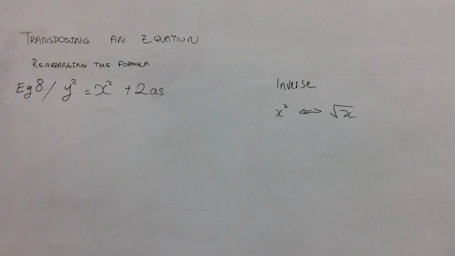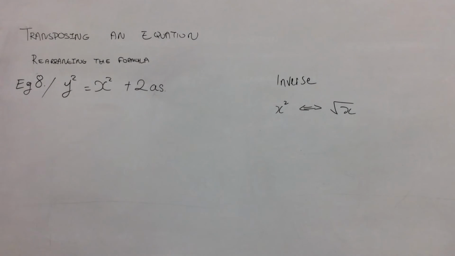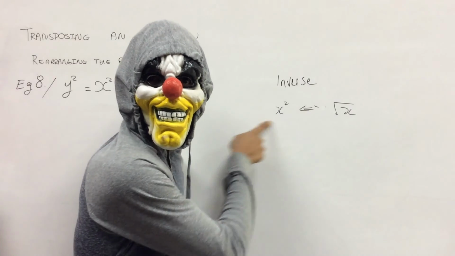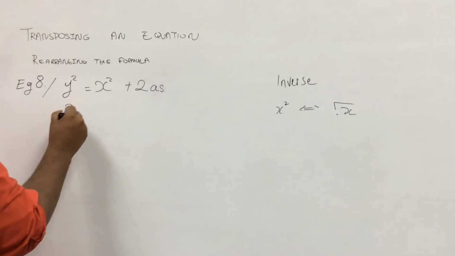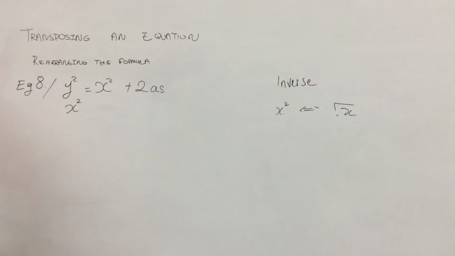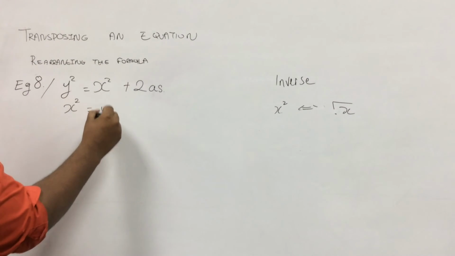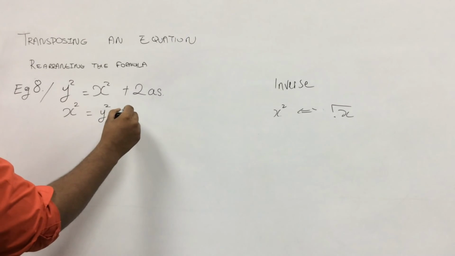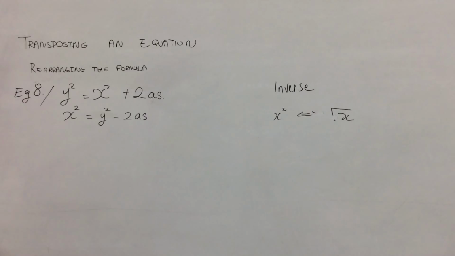We now go to example 8. y squared is equal to x squared plus 2as. We now have a little change in the inverse. x squared is transposed to the root of x. Back to the equation. x squared is equal, since it's a plus 2as, you carry across the equal sign, you get a minus 2as. x squared is equal to y squared minus 2as.